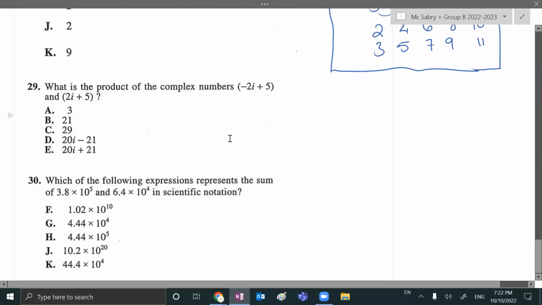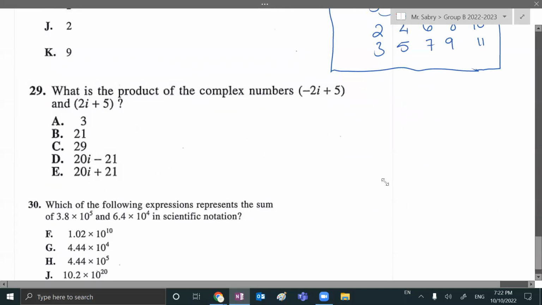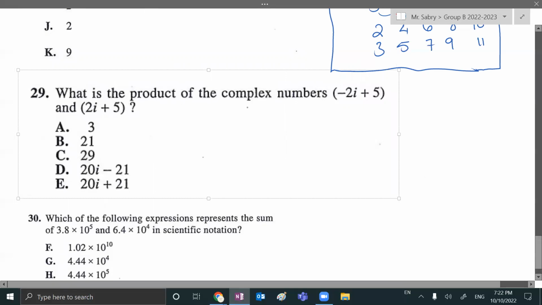Moving on to 29. You're asked what's the product of those complex numbers. Product means we're multiplying, so negative 2i plus 5, and the other one is 2i plus 5. Now, I want you to notice a few things.